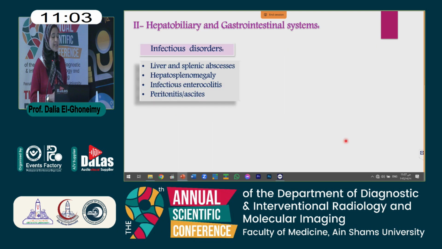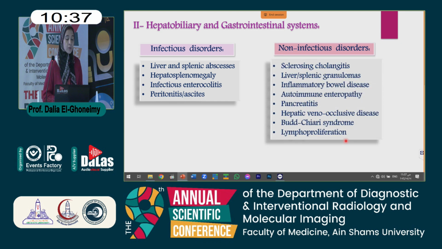What about the hepatobiliary and gastrointestinal systems, the infections, including liver and splenic abscess? And I would like to thank Dr. Shaima. She gets for us many findings for these patients, because this is very important to tailor the antibiotic regimens. And further, for preparing for transplantation, these patients should not have an active focus of infection. Hepatosplenomegaly, infectious enterocolitis, peritonitis, ascites, and we also have a list of non-infectious disorders like sclerosing cholangitis, and this is very much appreciated in a patient with hyper IgE syndrome.